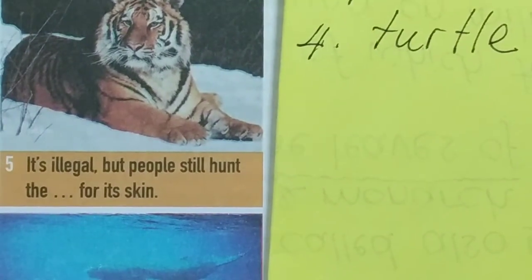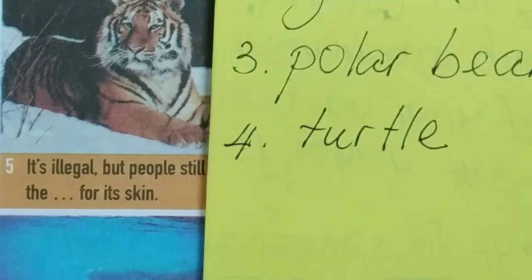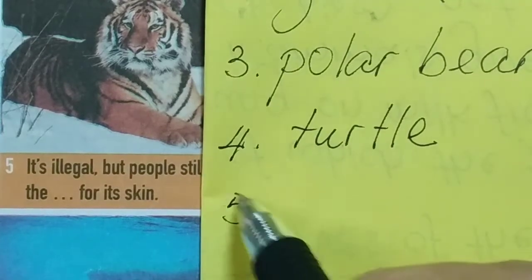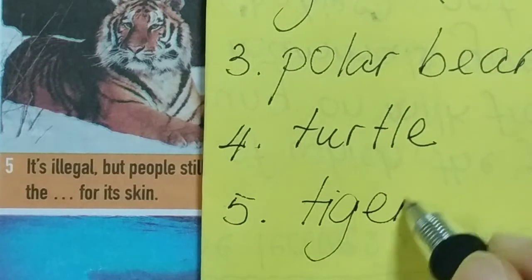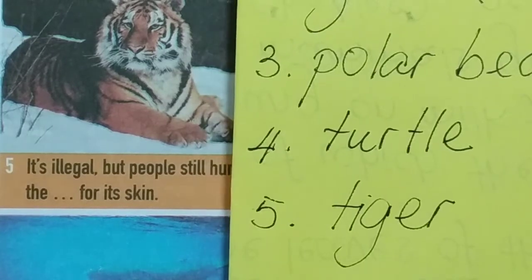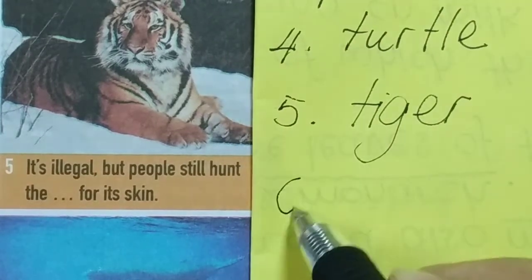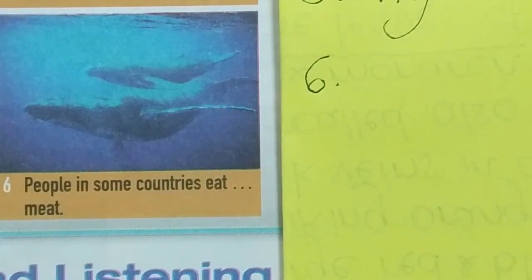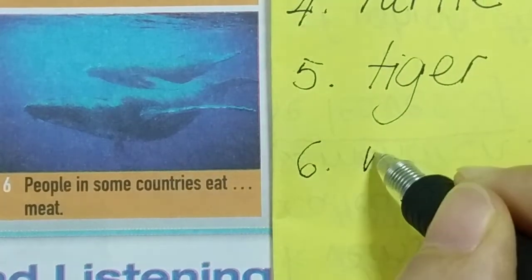5. It's illegal, but people still hunt for its skin. So 5, we shall put down tiger. Now, who wouldn't know this is a tiger? So it's quite easy to answer this exercise. 6. People in some countries eat what meat? Whale.